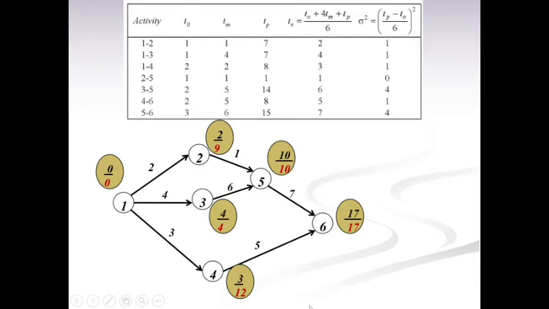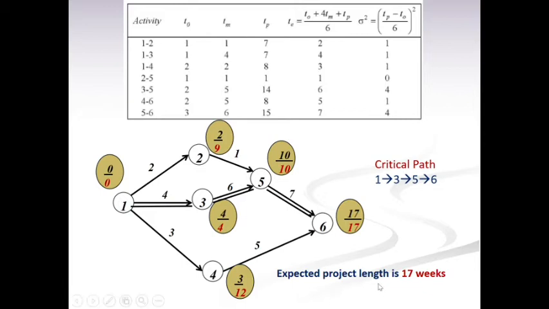Next, we have to take the critical path. So the critical path is 1 to 3, 3 to 5, 3 to 6. TL is equal to TE means we have to just join all the events which have TL equal to TE. We have one more condition also, we all know that, right? So by having this, we construct the critical path. This is the critical path, that is 1 to 3 to 5 to 6. And the expected project length is the last event's TL value, that is 17 weeks.